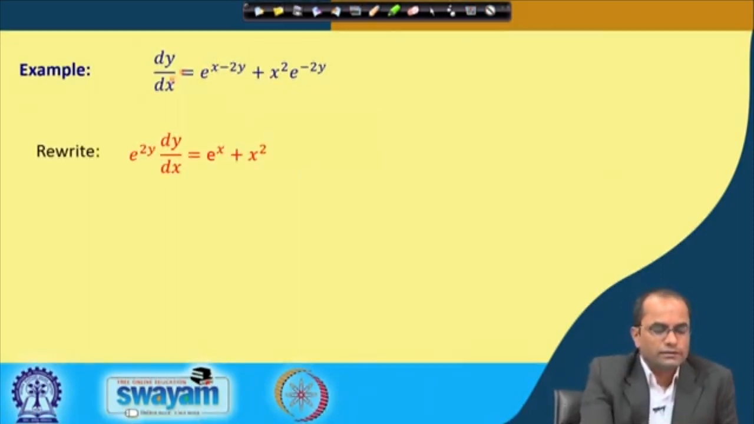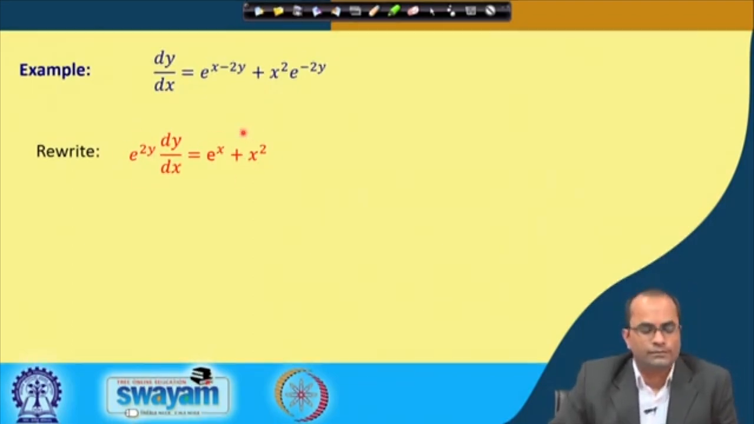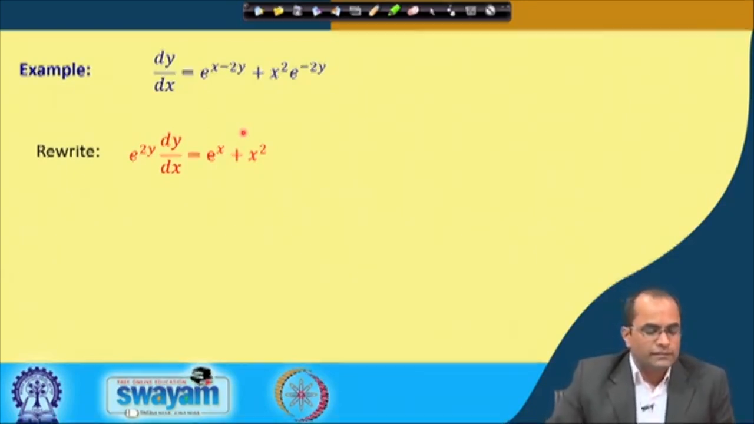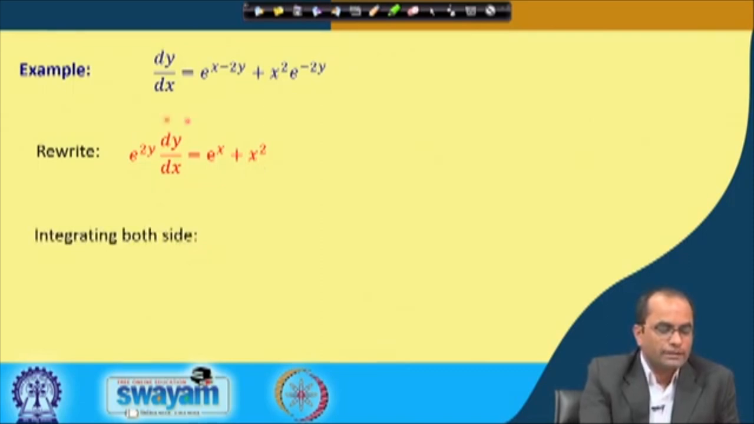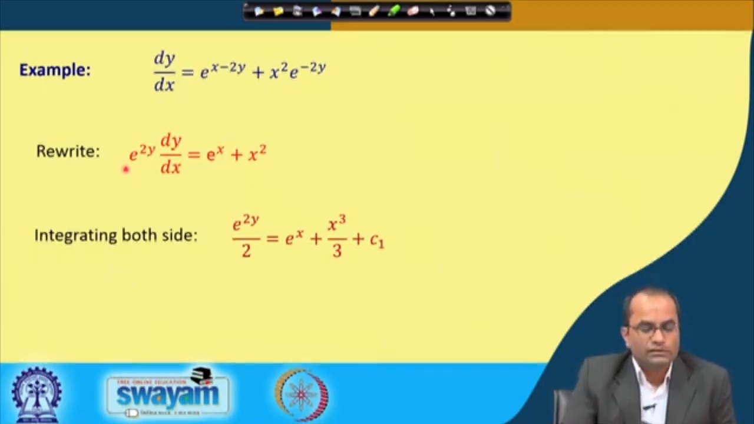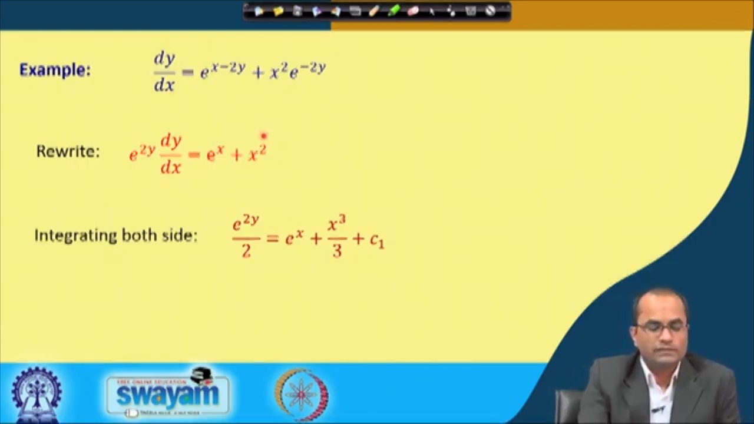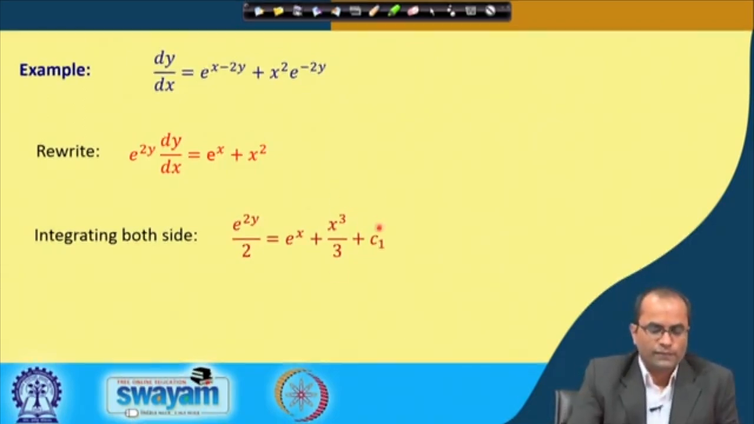So, here we can rewrite this. We multiplied e power 2y to this equation, and automatically the right hand side becomes e power x plus x square, free from y. So, we have everything a function of y on this side, and on the right hand side the function of x. Now we can easily integrate this equation. Integrating e power 2y, we get e power 2y divided by 2. On the right hand side, e power x gives e power x, the exponential function remaining as it is, and x square becomes x cube by 3, plus one constant of integration which we call c1.